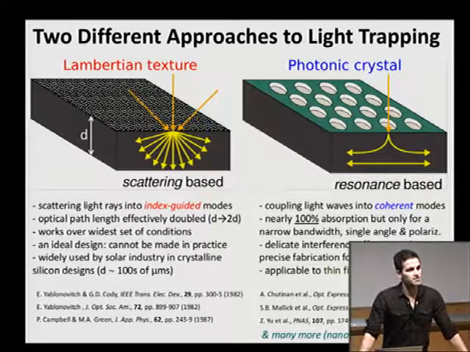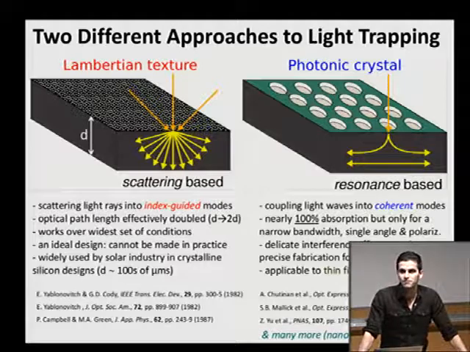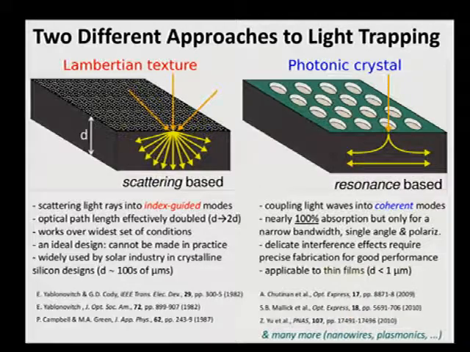More recent approaches to light trapping in thin films have involved photonic crystals and other nanostructures, which are based on an entirely different approach. Here, incident light is captured by a resonant mode of the nanostructure, which in principle can give rise to nearly 100% absorption, but only over a narrow bandwidth and select angles and polarizations. One of the unique features of resonance-based light trapping is that it can be realized in arbitrarily thin films, less than a micron in thickness, a fact which I shall return to later on.